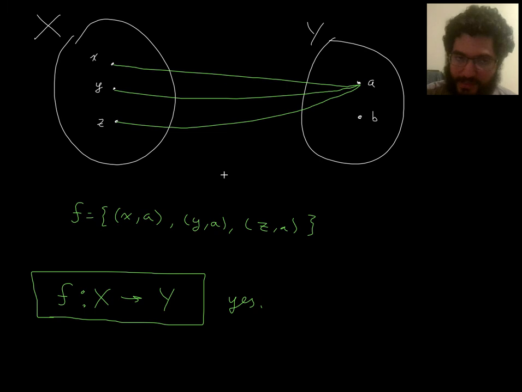Here, if f is this, what is f of x? Clearly, it is a. There's no doubt about that. What is f of y? It is clear that it is a also. There's no doubt about that, and there's nothing wrong with f of x equaling f of y.